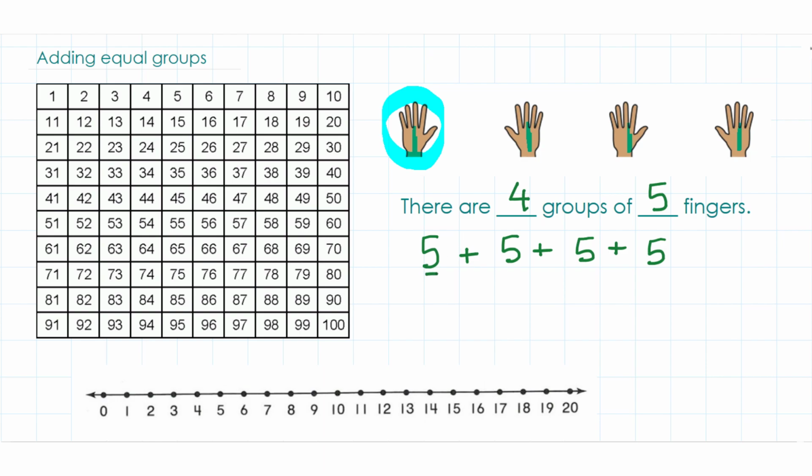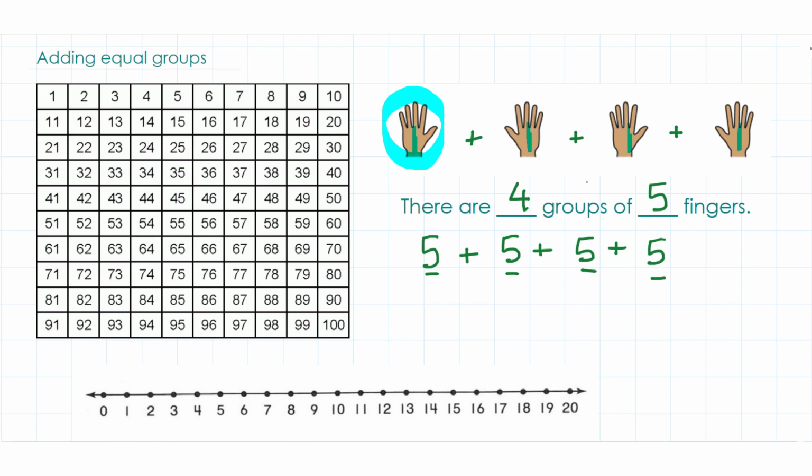1 group of 5 fingers. 2 groups of 5 fingers. 3 groups of 5 fingers. 4 groups of 5 fingers. This 5 plus this 5 plus this 5 plus this 5 to find out how many fingers there are all together. How are you going to work that out?